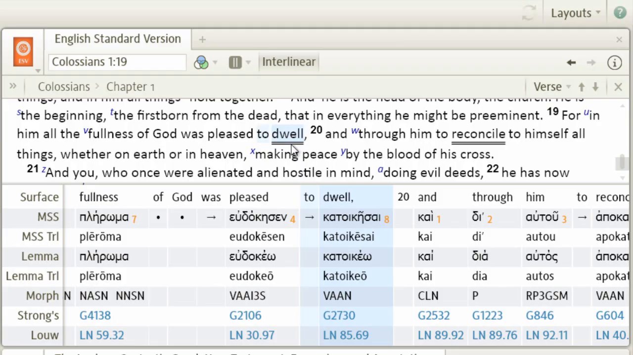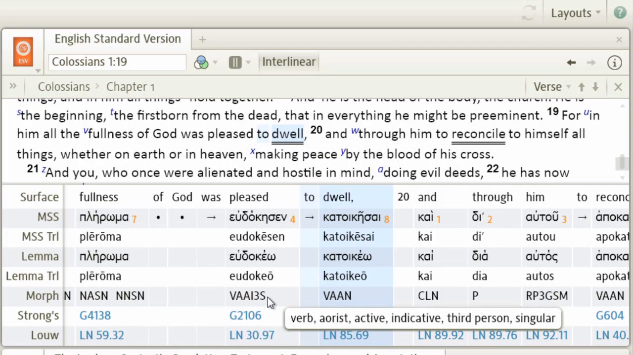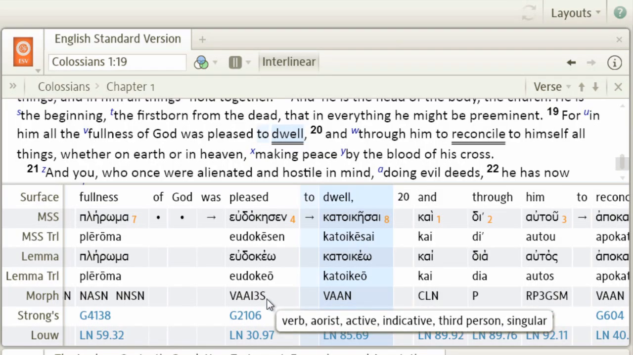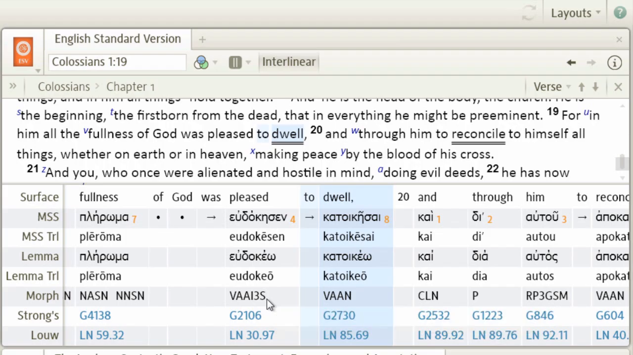Now that information that I just mentioned can be found in the morph line of the reverse interlinear pane, down here. Here's our infinitive, and the information labeled here is verb, aorist active, infinitive. But you notice that person and number are missing. If we look over here at this verb that occurs before it, eudokesin, this has verb, aorist active, indicative, third person singular. So here in the morph line, you can see the difference between what's called a finite verb, for example this one here, and the infinitive here.